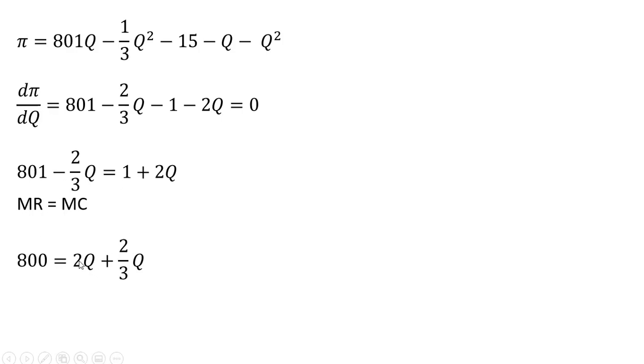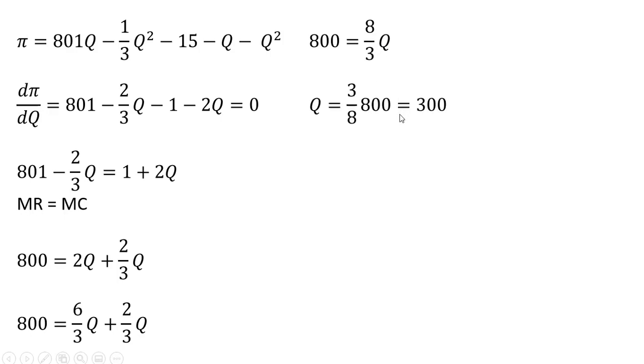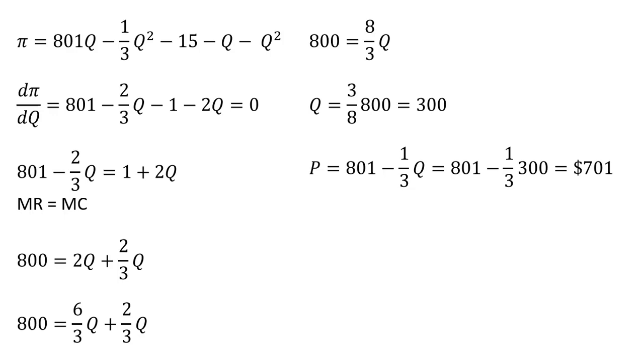Subtracting 1 from both sides, and then adding 2/3 Q to both sides. Simplifying the right-hand side a little bit more. Right-hand side becomes 8/3 Q. And then solving for Q by multiplying everything through by 3 divided by 8. The profit maximizing output level becomes 300. In terms of the profit maximizing price, we're going to plug this Q equals 300 into the inverse market demand, and the firm will charge $701 per unit.